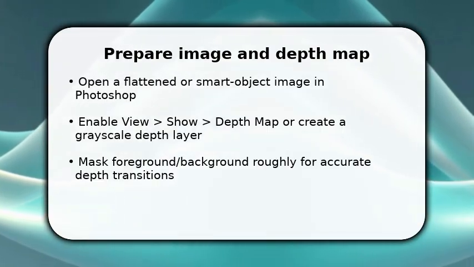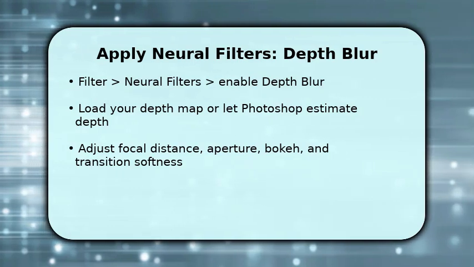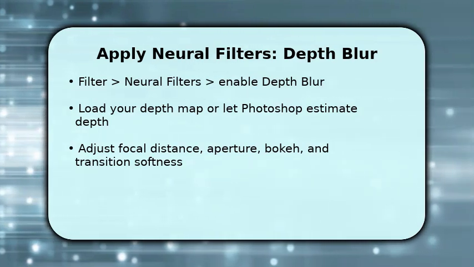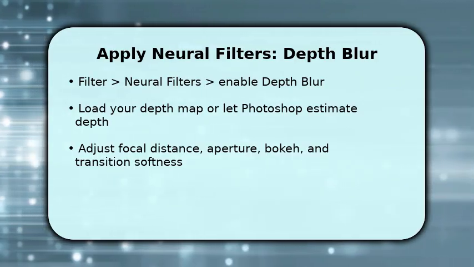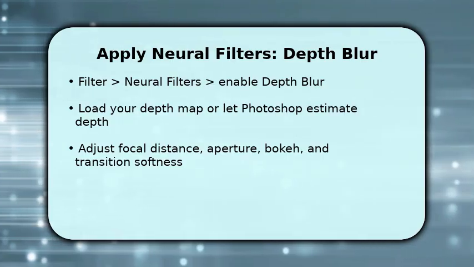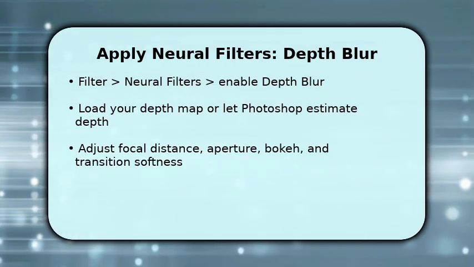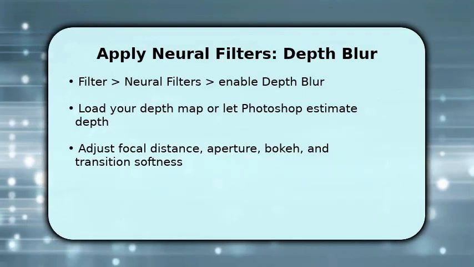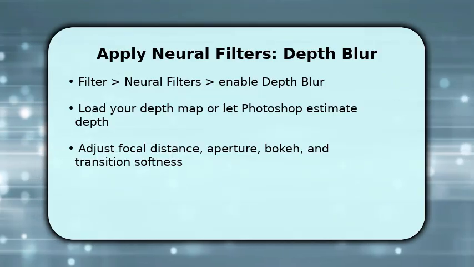Now apply the depth blur neural filter. Go to Filter, choose Neural Filters, then open Depth Blur and load your custom depth map if Photoshop didn't estimate it correctly. Set the focal distance by clicking on the image where you want sharp focus. That value ties to your depth map. Next, increase or decrease aperture to control blur strength, tweak bokeh shape and roundness, and use transition softness to eliminate haloing. Once satisfied, output to a new layer.